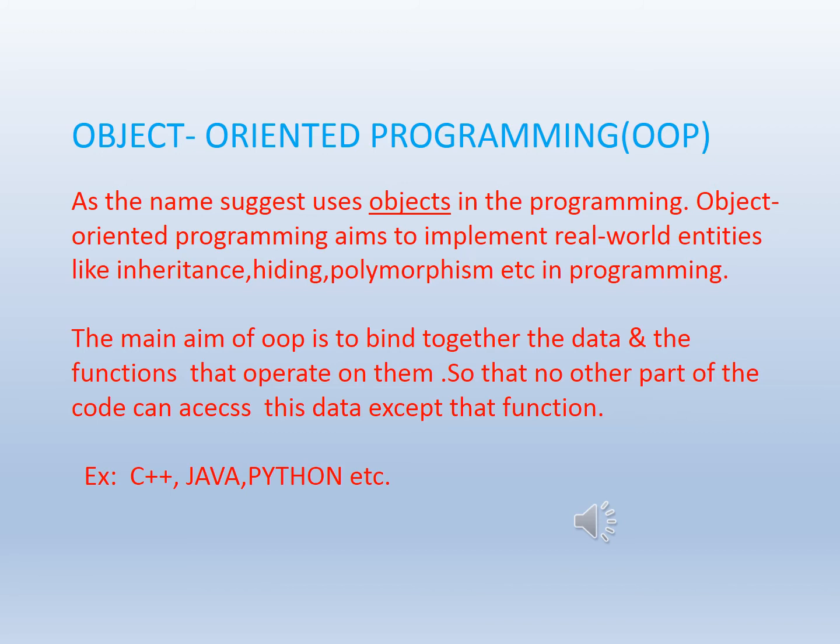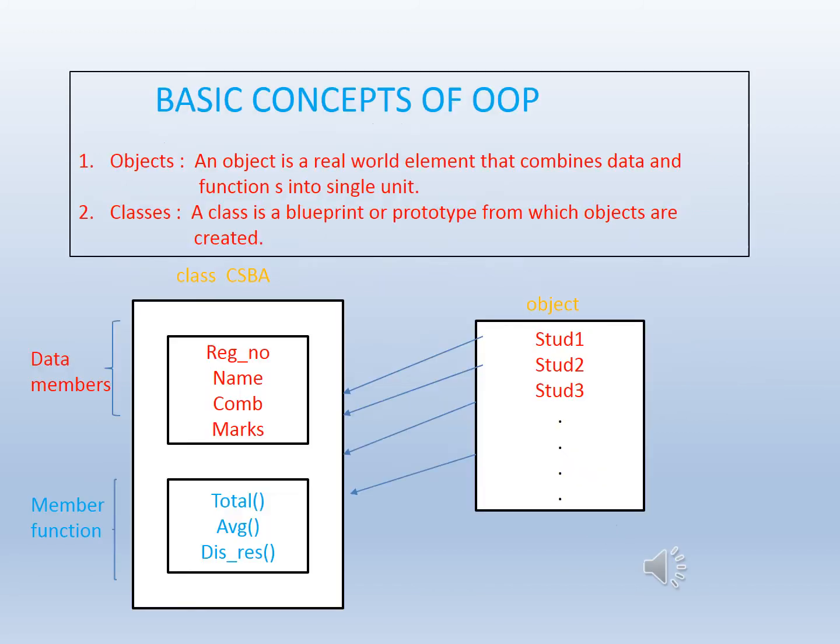Nowadays, everyone prefers to work on OOP languages. OOP languages make secure applications and restrict the data. That means data and functions that operate on them are bound together. No other part of the code can access the data except that function. Examples of object-oriented programming languages are C++, Java, Python, etc.